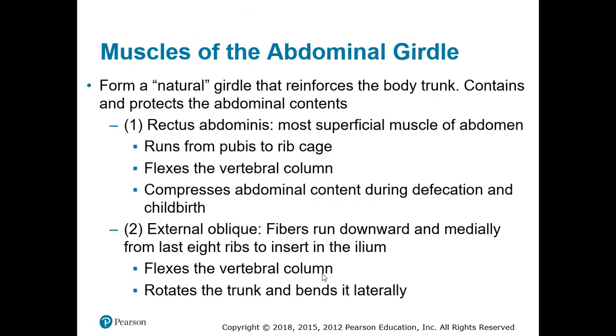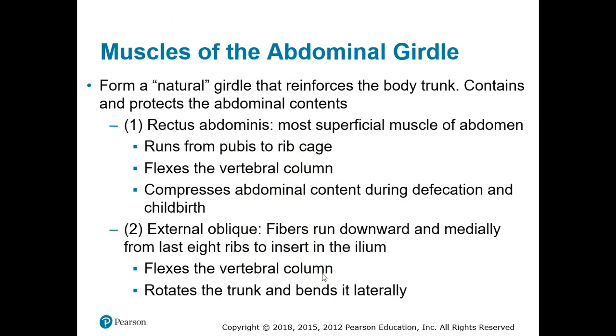Next, we're going to focus on muscles of the abdominal girdle. So now we don't have so much the trunk and the back, more of the abdominal, your stomach area. This forms a natural girdle that reinforces the body's trunk, and it helps contain and protect those abdominal contents because these ones are not necessarily covered with bone for protection. So muscles do allow some form. The first 2 are your rectus abdominis and then your external oblique. We'll then talk about your internal oblique and a couple other abdominal muscles.